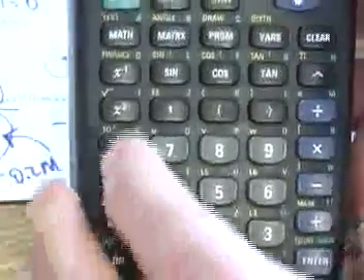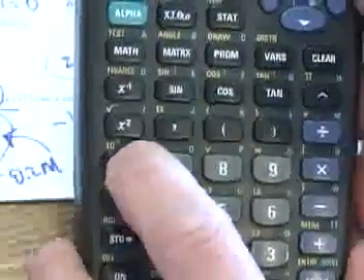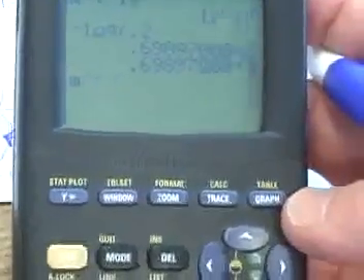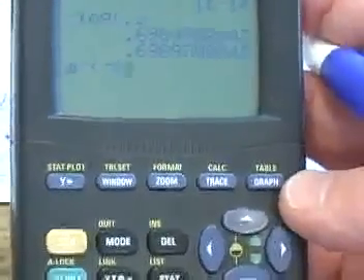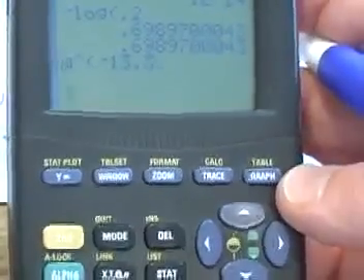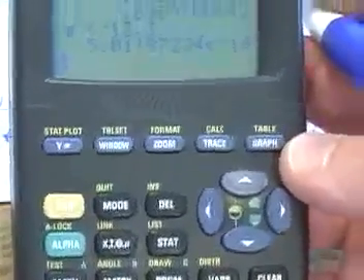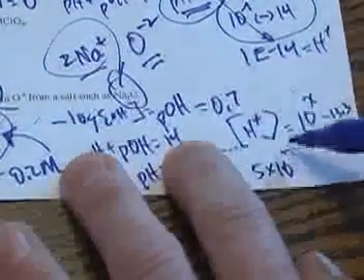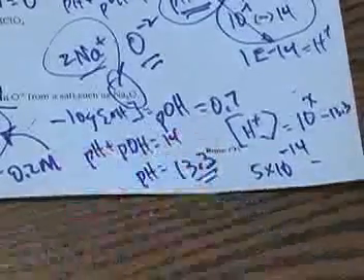Doing that on the calculator, again, if you want to watch me do it, first hit the second button, and then hit the 10 to the x key right here, and then that puts 10 to the caret on there, and I'm going to put in the negative 13.3 and hit enter, and it turns out that it's 5.0 times 10 to the negative 14th, or 5 times 10 to the negative 14th if you want to try it on your calculator.